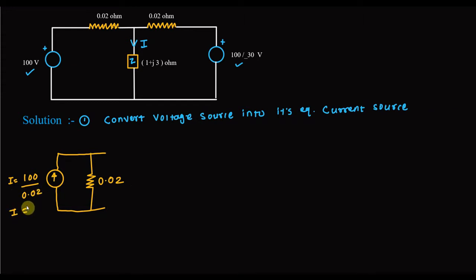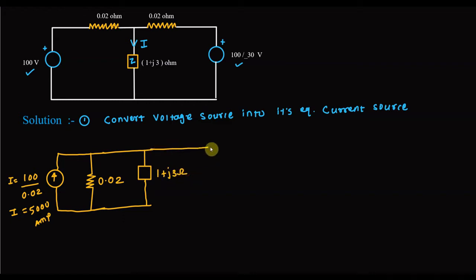So if you find out that answer, it comes out to be 5000 ampere. Fine. Now the rest of the circuit will be the same. So this will be that impedance Z, whose value is 1 plus j3 ohm.